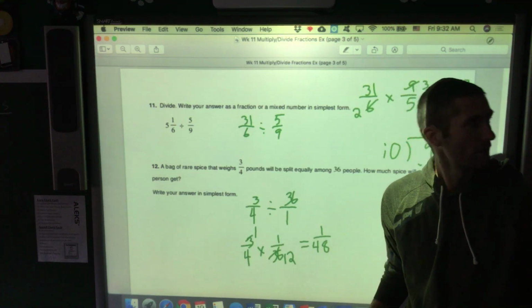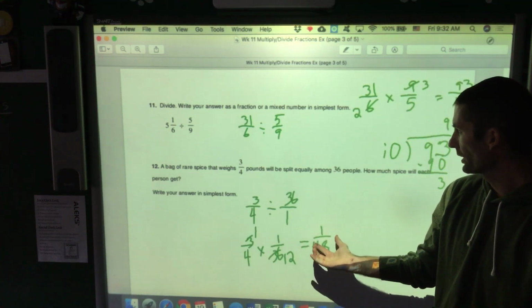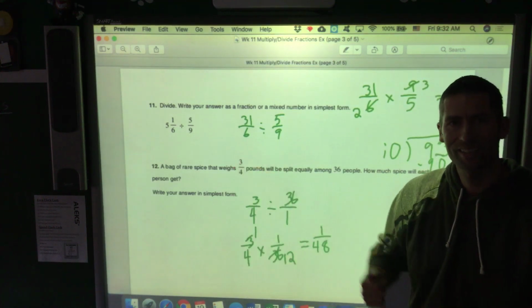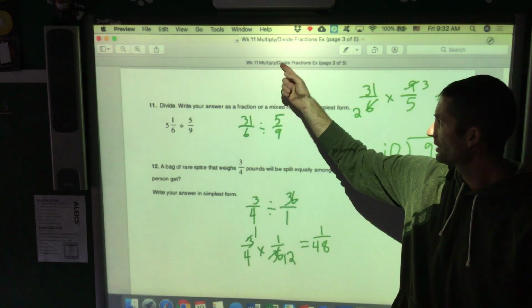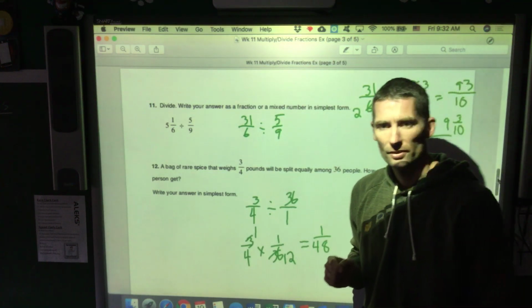We want to make sure that makes sense. Does it make sense to have 1/48 of a pound? Well, it's really rare, you're not going to get much. All right, so that's your answer. So that's how we do multiplying and dividing fractions. Hope this helps. Thanks.